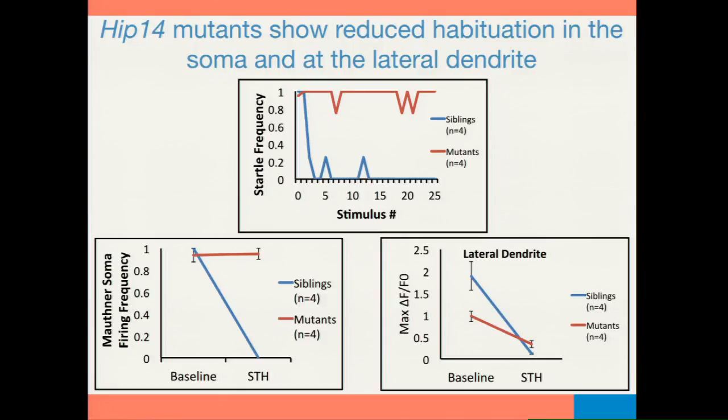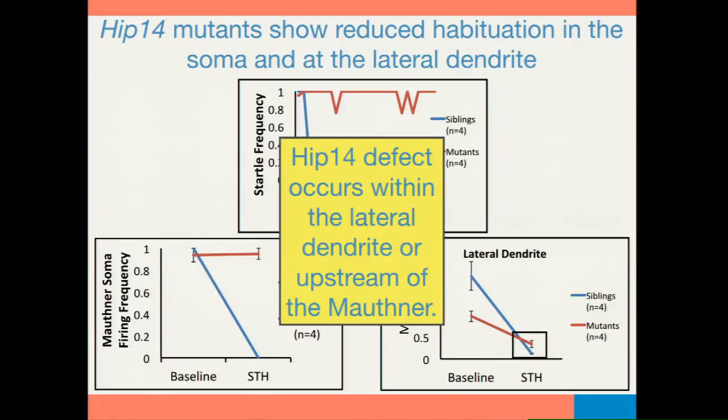But then at the lateral dendrite, although the signals in the mutants start out a little bit lower, I hope you can appreciate that the slope of these two lines is very different. So whereas the signals in the lateral dendrite diminish very rapidly in the siblings, you can see that in the mutants, they have much less diminishment in their signals in the lateral dendrite during habituation. And so we think that this suggests that the HIP14 defect occurs in the lateral dendrite or upstream of the Mauthner.